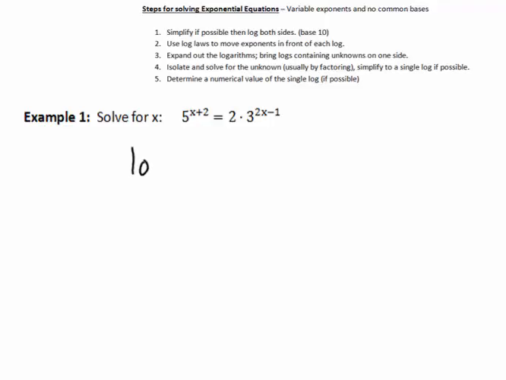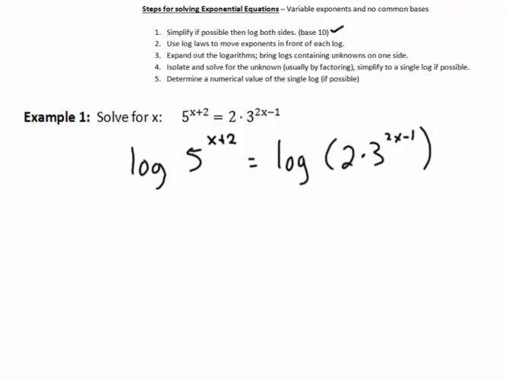And logging both sides is literally just taking one side and writing a log and doing the same to the other side. Keep in mind that the original equation, whatever side you're on, that becomes the argument of the logarithm. Like so, we've logged both sides. That takes care of step 1.